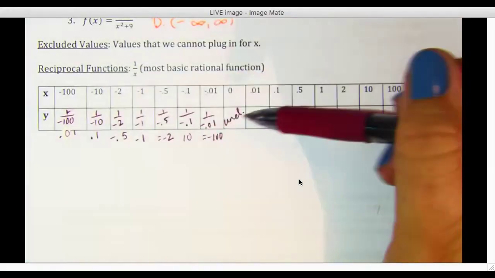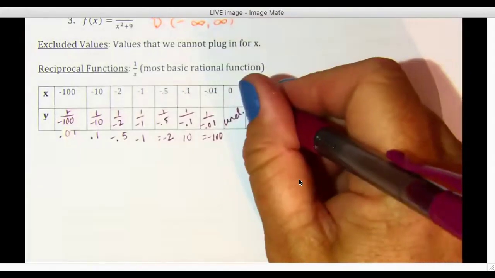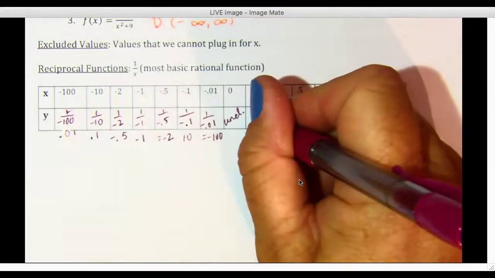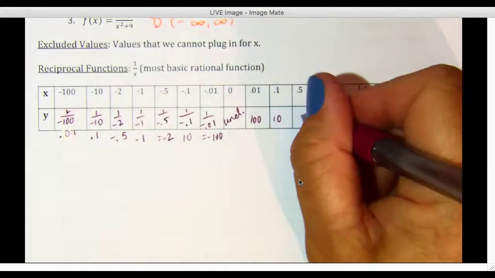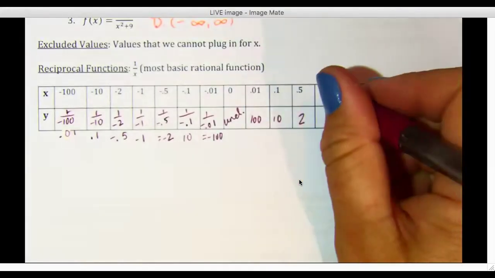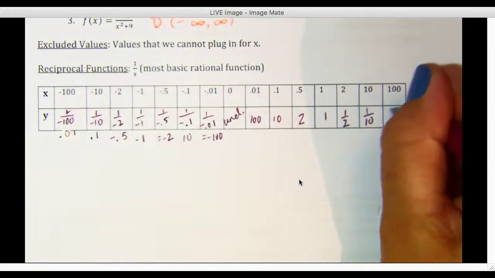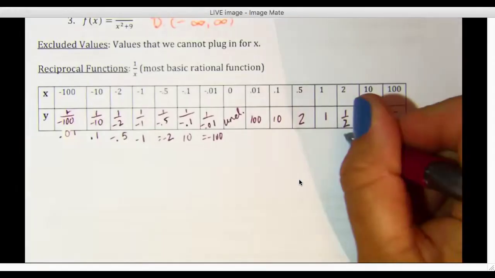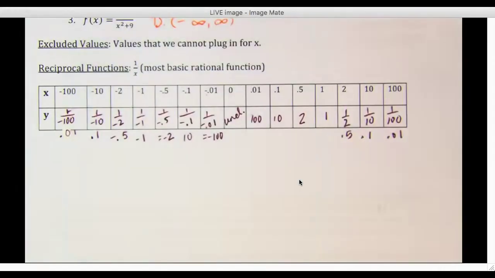And then similarly, you'll see those same values on the right-hand side here, just positive. So plugging in 0.01 would give us 100. Plugging in 0.1 would give us 10. Plugging in 0.5 would give us 2. Plugging in 1 gives us 1, 1/2, 1 over 10, and 1 over 100, or 0.5, 0.1, 0.01. And so we can see what happens as our numbers get really, really small, and we can see what happens as our numbers get really, really big.